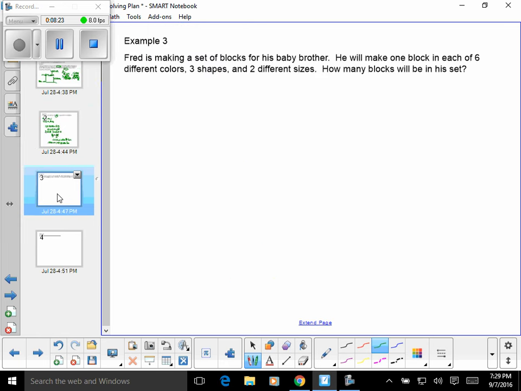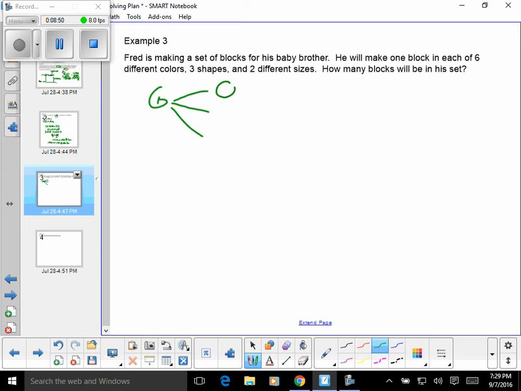This is what we call a combination problem. Fred is making a set of blocks for his baby brother. He will make one block in each of 6 different colors with 3 shapes and 2 different sizes. How many blocks will be in his set? Let's try to look at this for what would happen if we have one color of block, like green, and he uses 3 shapes.